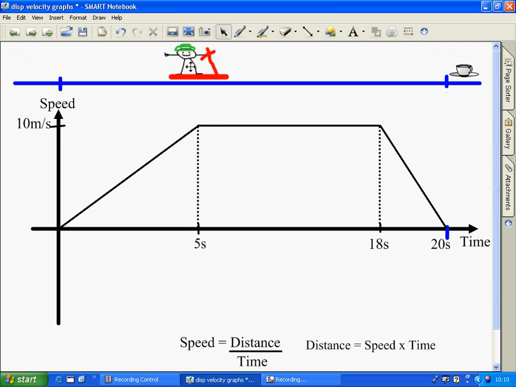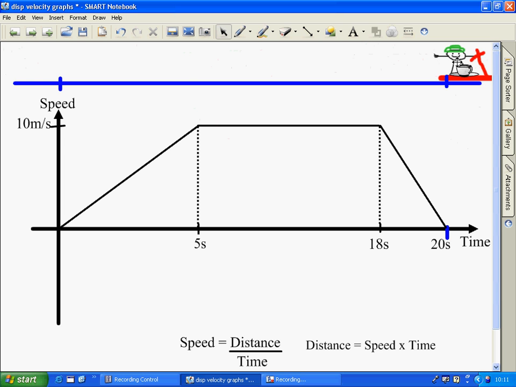When he reaches this point here, his speed does not change as time is ticking along, so he's then reached steady speed. At this point here, as you can see, his speed starts to decrease, so he is decelerating, where he can stop there and have his nice cup of tea. Yummy.